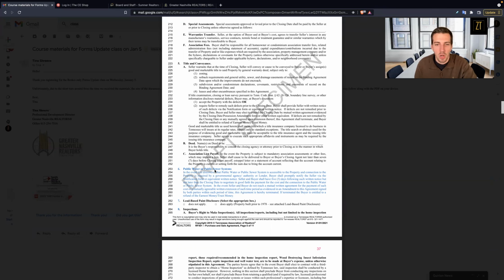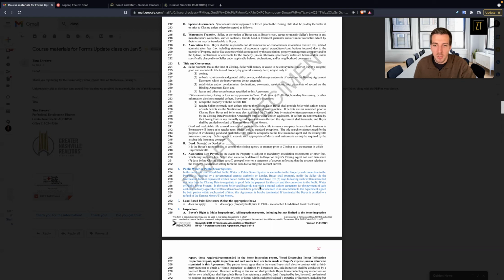So I'll go ahead and read this. Public water or public sewer systems. In the event it is discovered that public water or public sewer system is accessible to the property and connection to the property is required by a governmental agency, authority, or lender, buyer shall promptly notify the seller via the notification form or equivalent written notice. Seller and buyer shall have 5 days following such written notice, but not later than the closing date, to negotiate in good faith the payment for the cost and the connection to the public water or public sewer system.